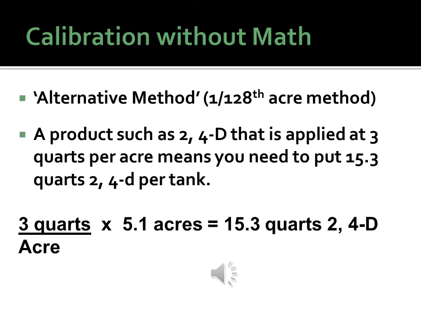2,4-D is a chemical that's found in a lot of your broadleaf weed killers. It's been around for years. It's the active ingredient in a lot of broadleaf weed killers.